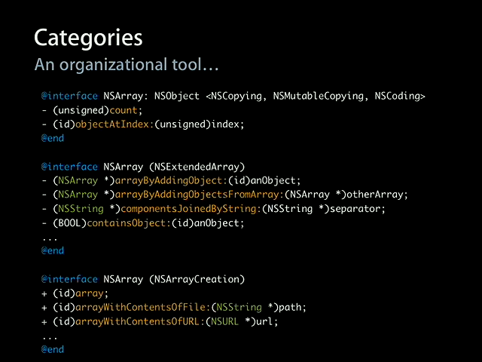And you'll see here come the formal protocols again. NSArrays can copy, they can mutably copy, they can be encoded. And it's got this base API of count, an objectAtIndex, which is sort of the fundamental behavior of an NSArray. And then it's got extended behaviors for your convenience. It's got creation behaviors that you can use to create new arrays, things like that. So you can use categories to organize your code.